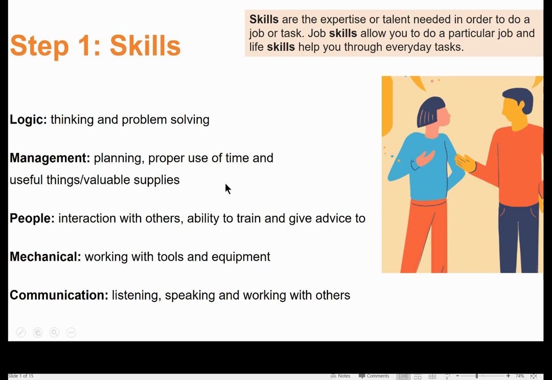Do you plan things? Can you use your time wisely? For example, can you make sure you get to practice on time? Or maybe help your brother or sister and plan them getting to practice on time as well. So, can you manage your supplies? Do you know where all your pencils are? Do you know where your paper is in your house? Or do you know where your folder is for your literature class? That's management. People, are you good at interacting with others?